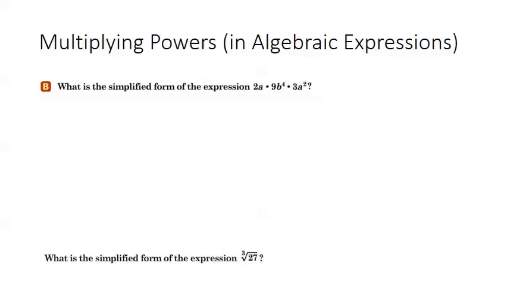Okay, so we have another one. The first thing we're going to do is take these coefficients, 2, 9, and 3, and multiply them by each other. 54. That's it. Now we've got a and b, two different things, but don't worry about that. First we're going to do the a's. So we've got a to the power of 1, because if it's just by itself, it's a to the power of 1, and a to the power of 2. So what's 1 plus 2? Well, hopefully you know that it's a to the power of 3.